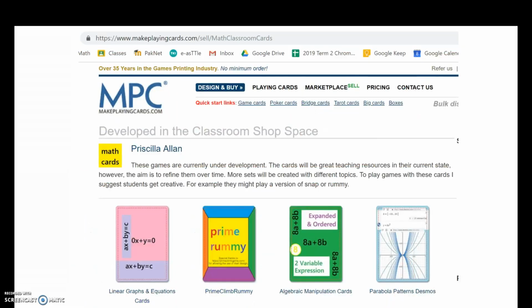How did I make them? I went to makeplayingcards.com. I've currently got 4 sets that I want to build on, and one of them is based on the Prime Climb, which is what actually started me off with all of this, because the students were playing Prime Climb once a week for about 8 weeks, and their results went up, their attitude changed, and I thought this is worth investigating.